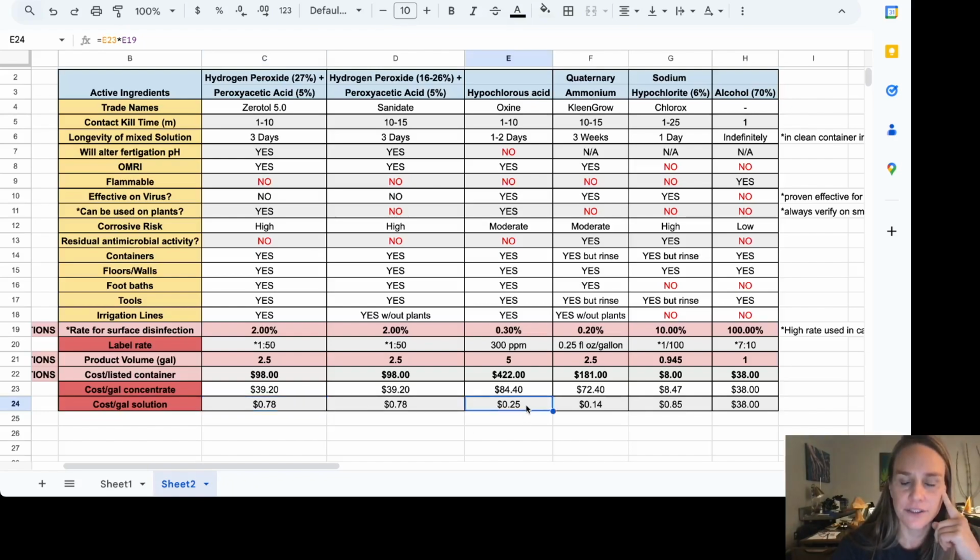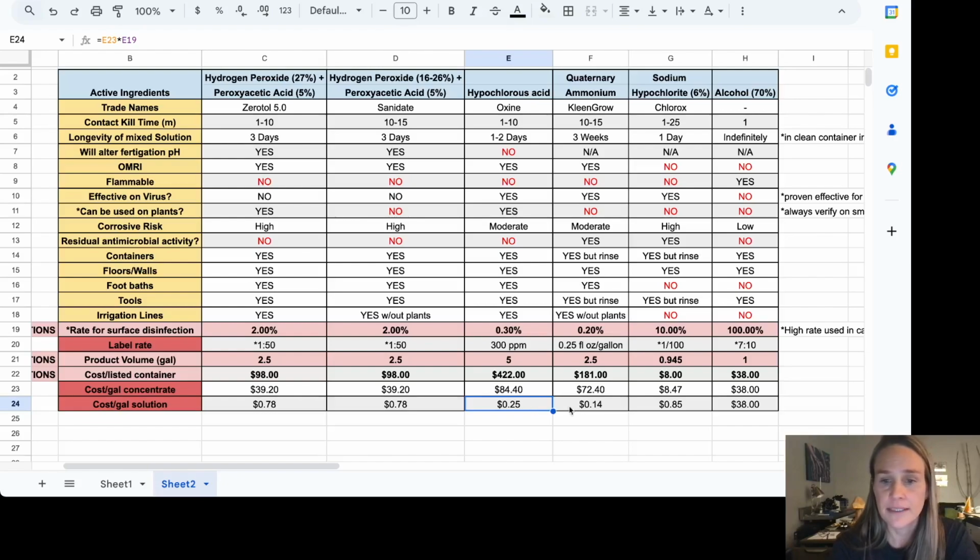Hypochlorous acid, you're down to about 25 cents. And this one's super interesting because if you're buying more than a drum at a time, they actually sell you generators. And so you generate, because a piece of how hypochlorous acid is made is through electricity. So you're actually generating the sanitizing solution yourself at your facility, and then the price gets much, much lower. But at the gallon price here, or the 5-gallon price, we're looking at about 25 cents.